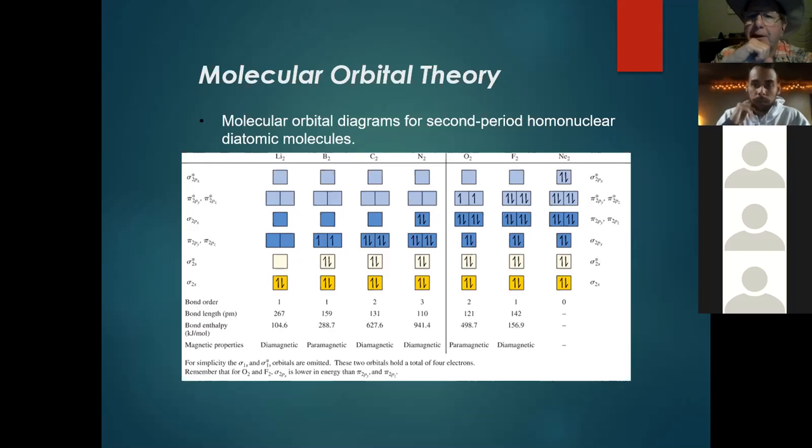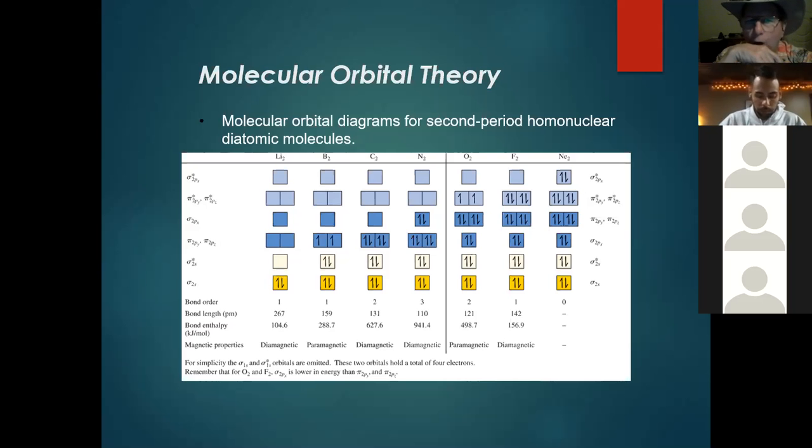If I'm filling Be2, the first 2 go in the sigma bonding 1s, the second 2 go in the sigma antibonding 1s. The 5th and the 6th electron go in the sigma bonding 2s. The 7th and 8th go in the sigma 2s antibonding. I have 4 bonding electrons, 4 antibonding electrons. Can Be2 exist? No. 4 minus 4 is 0. Be2 can't exist. That's why it's not shown here.